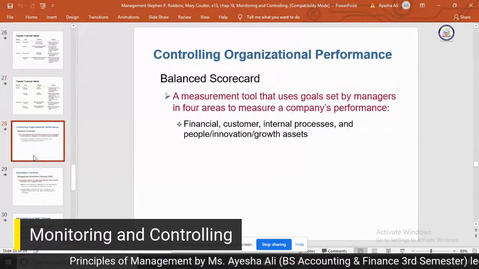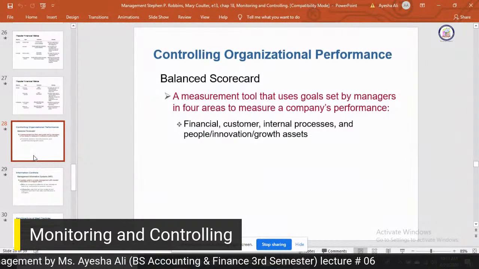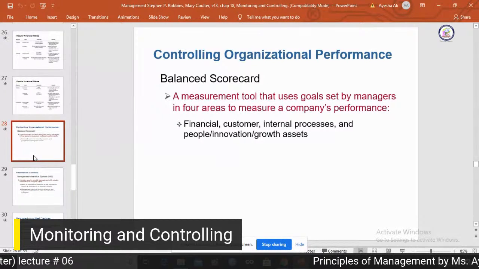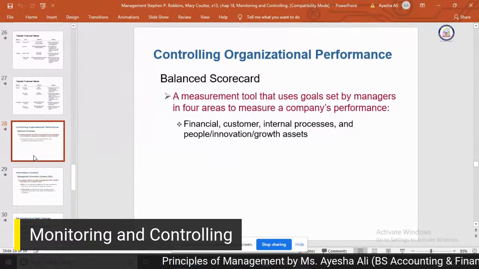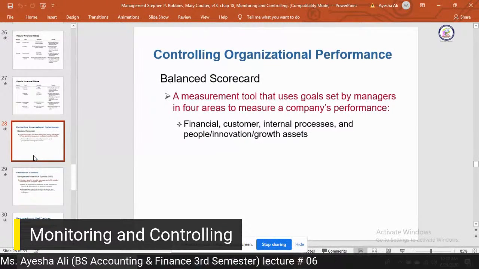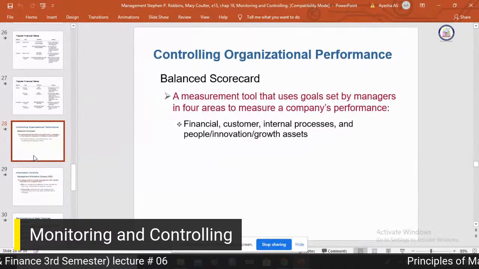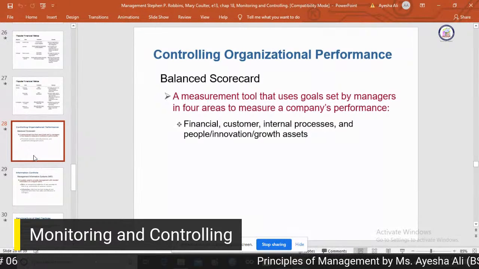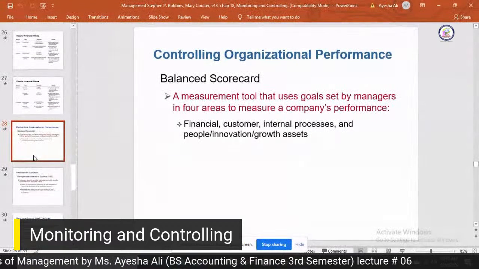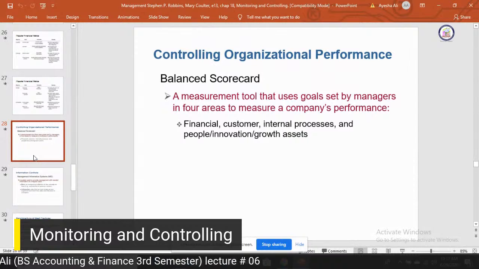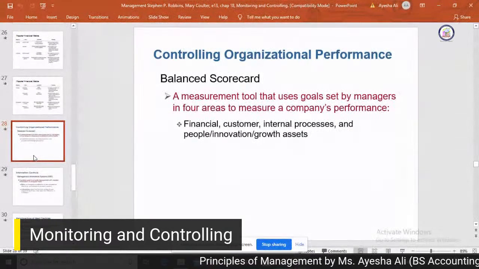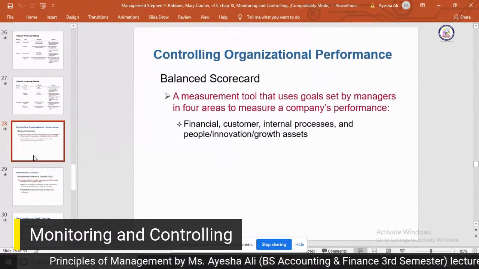So then we have the balanced scorecard. The scorecard concept is taken from the sport domain. From the sport domain, they adopted this concept in management, and they use the word balanced because there is a combination of four things in this scorecard. The first is financial, then customer, then internal processes, and then people, innovation, growth, and assets.